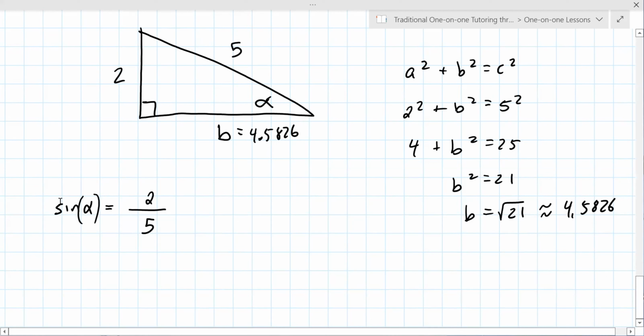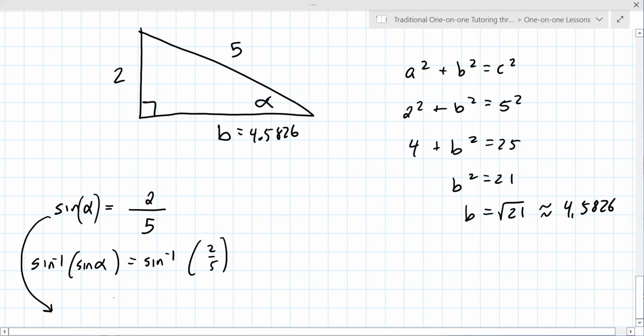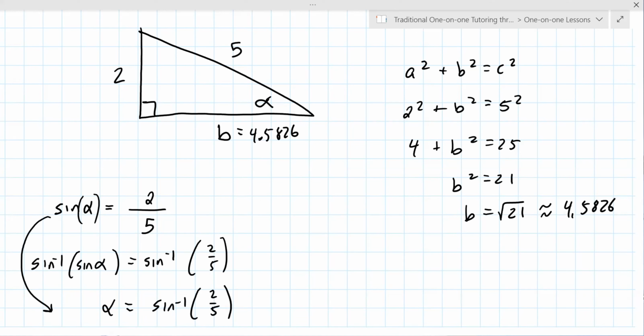From class, do you remember how to undo sine? Inverse sine, right? Sine inverse. Now, you do not need to show this, but I just want to write it out one time so you can see it. This is the correct way to write it, but you can just go right down here and say, okay, alpha is the sine inverse of 2 over 4.5826. Now on your calculator, that's the second sine. So you hit the second button first and then sine. Will you try that for us and tell me what you come up with?